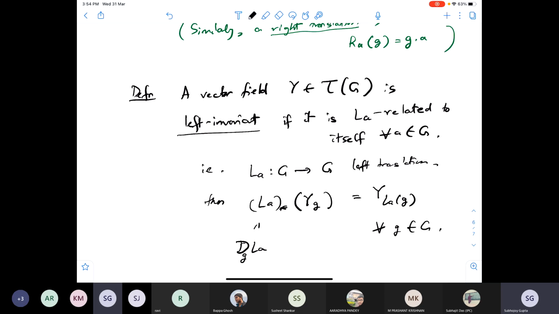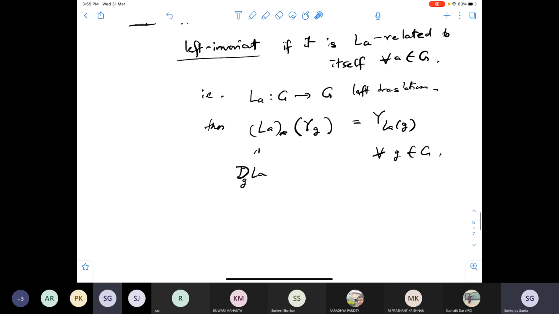And you look at where this tangent vector defined by the vector field goes. Well, it goes to the same vector field. So the tangent vector goes to some tangent vector at the tangent space L_A of G, but which tangent vector does it go to? Well, it goes to the one that is defined by the vector field, because the vector field is invariant under left translations. So this is what a left invariant vector field is.